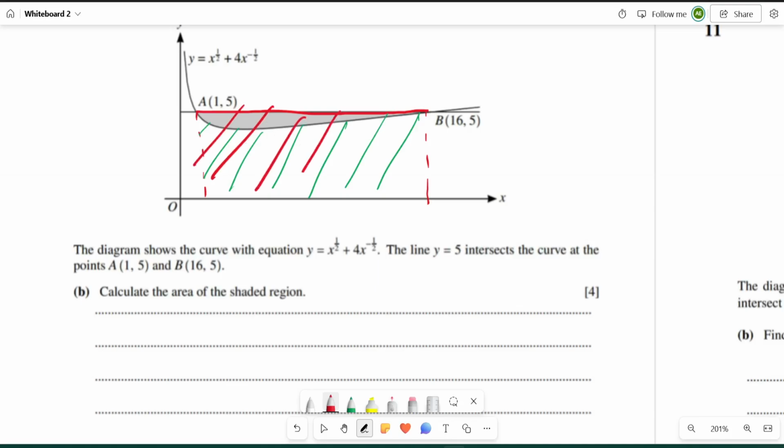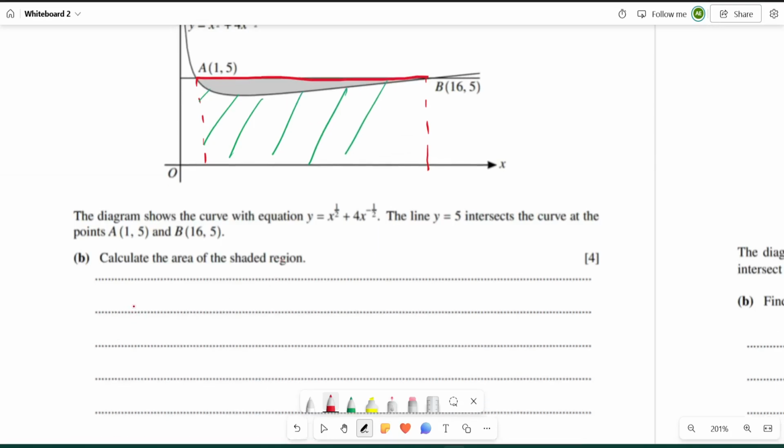If we remove the green part from the red part, let's draw the red part like this, so remove the green part from the whole, we're going to end up with this shaded region only. This is what we want to do. So I'm going to find the area under the line from 1 to 16 and subtract from it the area under the curve from 1 to 16. There are two ways that you can do this.